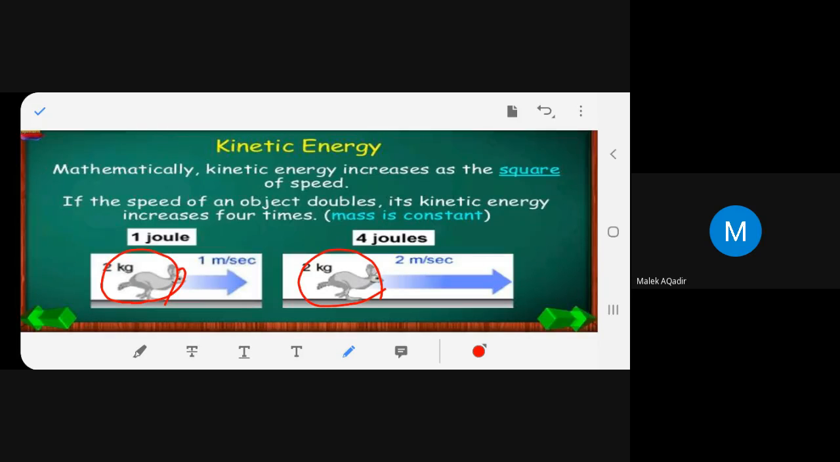In the last slide, what did we do? The mass of the body was changed. Now the speed of the body is changed. We doubled the speed of the body. It was 1 meter per second earlier, now it has become 2 meters per second. What we find is the work done is 4 times. It was 1 joule earlier, now it has become 4 joules. Do you understand?